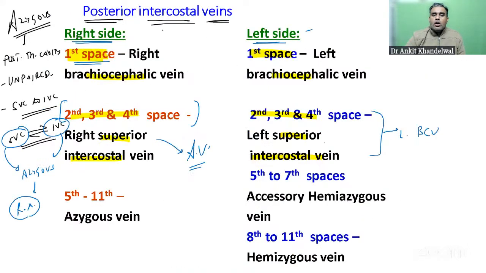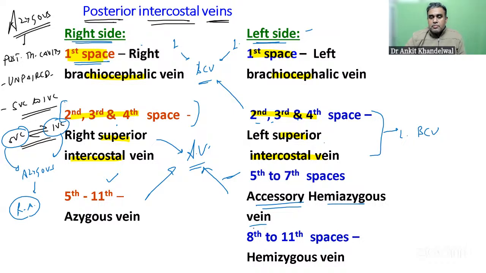So if we recall it, the top ones, the first ones on both sides, they drain into the brachiocephalic vein. The second, third, fourth on the left side again will drain into the brachiocephalic vein. So these three groups of veins, the right first, the left first, and the left second, third, fourth, go to the brachiocephalic vein. The rest all, the right second, third, fourth, and fifth to 11th on both sides, directly or indirectly, will drain to the azygous vein. Now you might see in this particular slide that they are showing accessory hemizygous and hemizygous on the left side. But what actually happens is both this accessory and hemizygous vein also drain into the azygous vein.